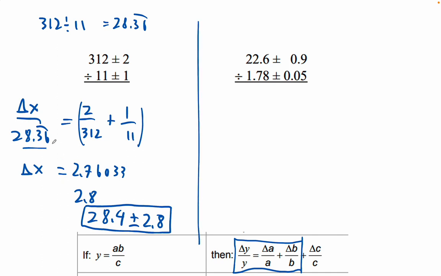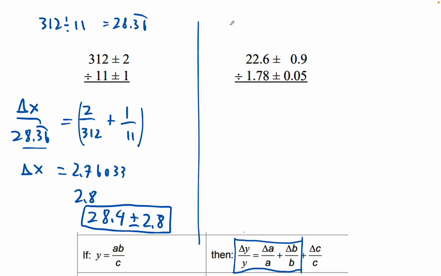Now again, if you say 28.36363636 plus or minus 2.76033, I might write a sarcastic remark on your test, but I'm not going to mark it wrong, okay?